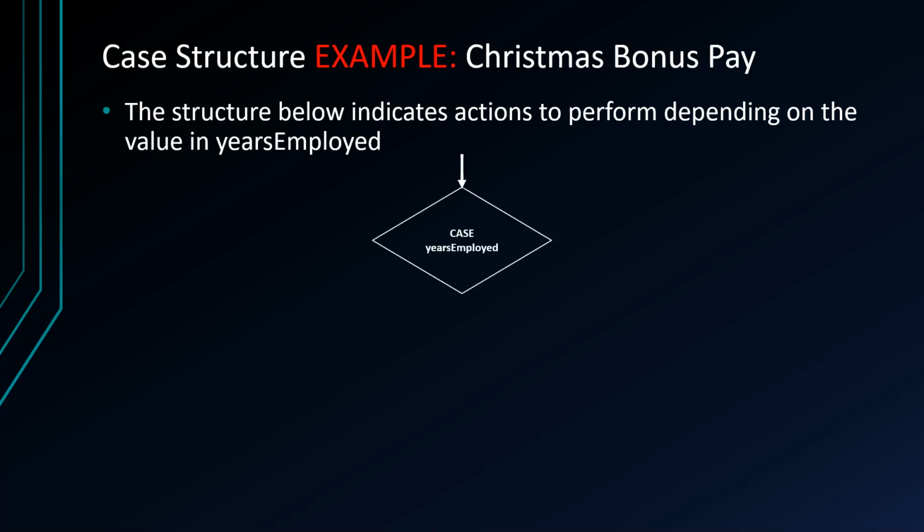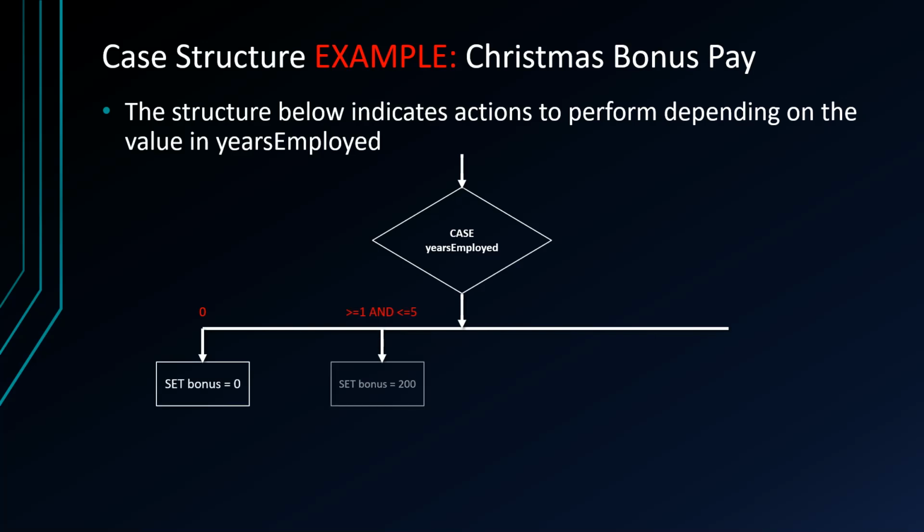So we're saying case years employed. Now we've got to look at all the different ways we're going to compare that. We can compare it against one specific value like 0, or a range of values from 1 to 5, 5 to 10, or anything else. And you notice in each one of these, they did a different mathematical operation. Set bonus to 0. So if it's your first year working there, you don't get a Christmas bonus. Sorry. If you've been working there between 1 and 5 years, you get $200. That's nice. If you've been working there between 6 and 10 years, you get $400.